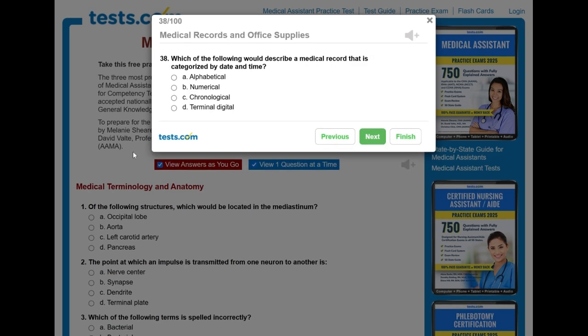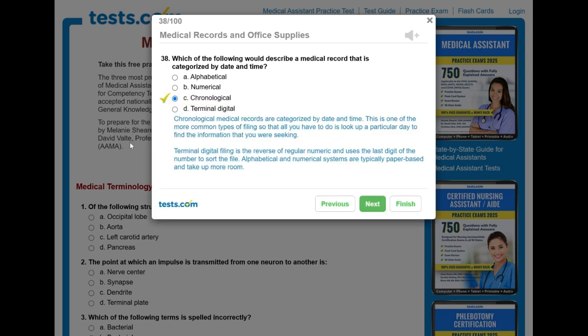Question 38. Which of the following would describe a medical record that is categorized by date and time? A. Alphabetical, B. Numerical, C. Chronological, D. Terminal digital. C. Chronological. Chronological medical records are categorized by date and time. This is one of the more common types of filing, so that all you have to do is look up a particular day to find the information that you are seeking.